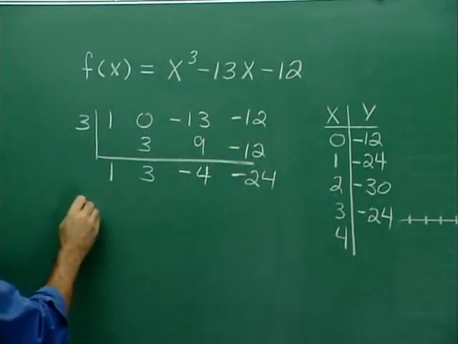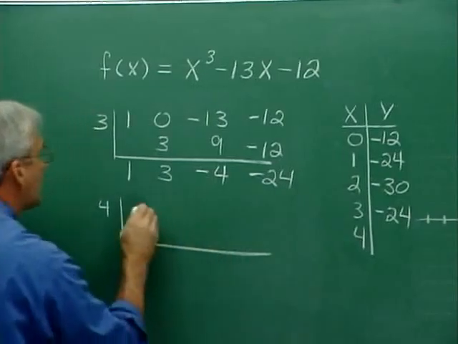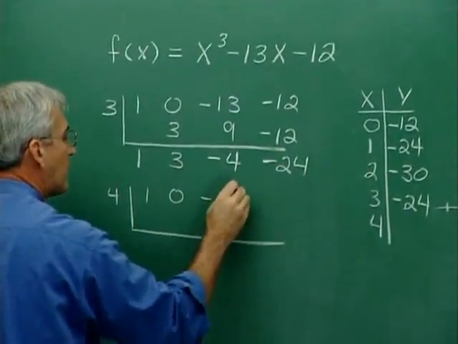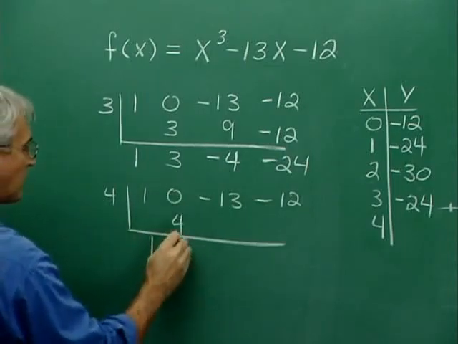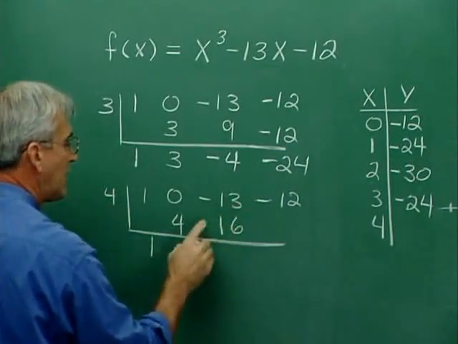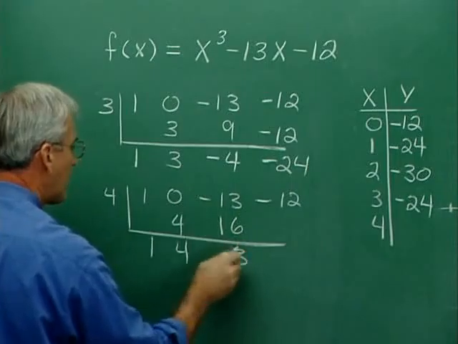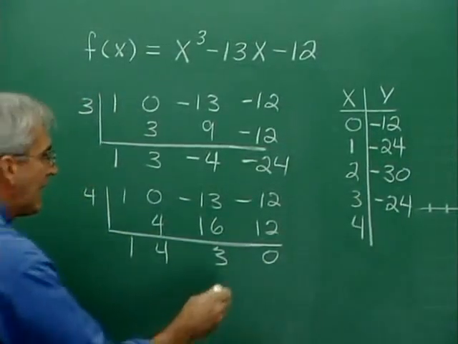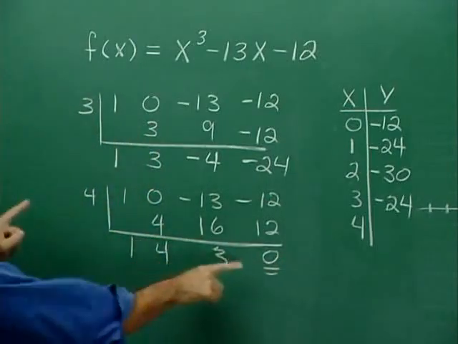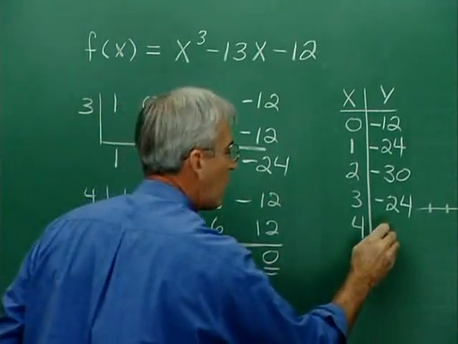And f of 4 is found by, let's see, 1, 0, negative 13, negative 12. Bring down the 1. 4 times 1, 4. Together 4. 4 times 4 is 16. 16 minus 13, 3. 4 times 3, 12. 0. Oh, happy day. We have a 0 of our function at 4. So 4 goes to 0.